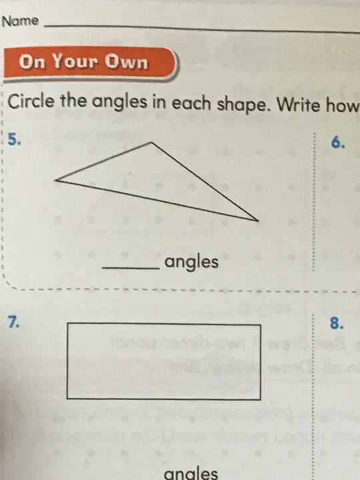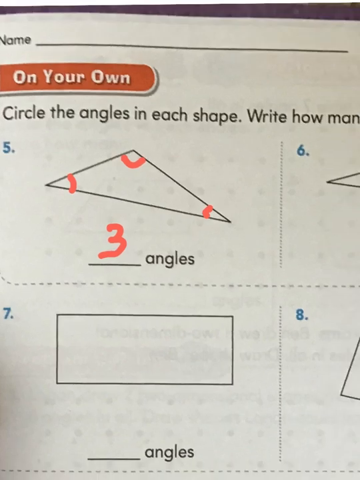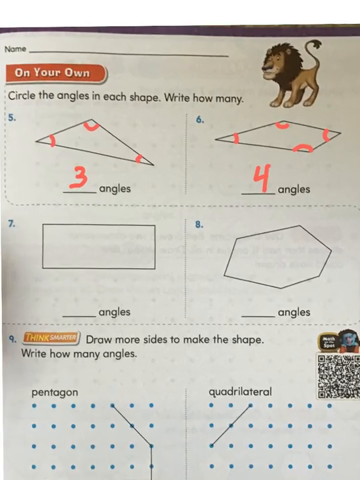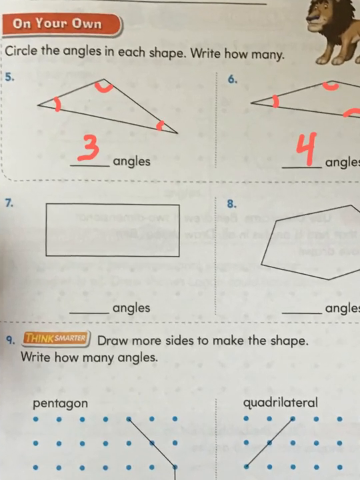Let's take a look at number 5. 1 angle, 2 angles, 3 angles. That's a triangle. Tri means 3. All right, 1, 2, 3, and 4. That's a quadrilateral. 4 sides, 4 angles. 1, 2, 3, 4. There's 4 in that rectangle.